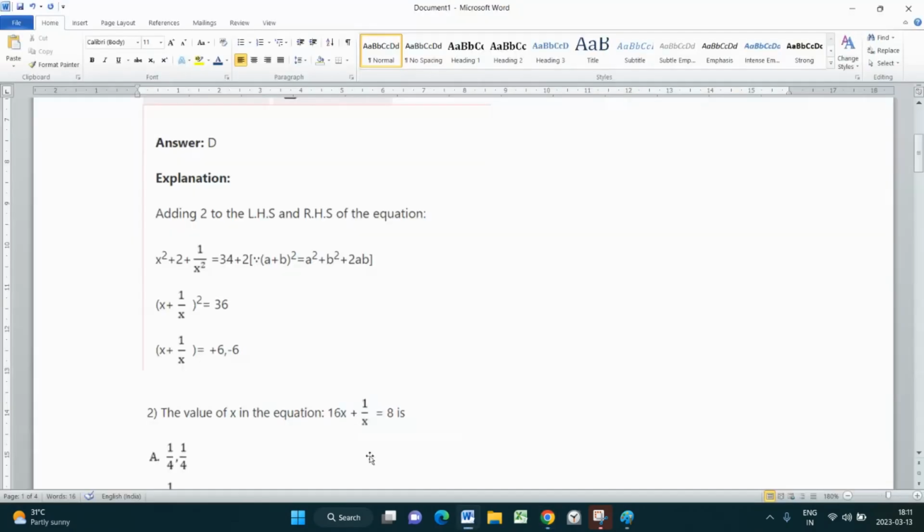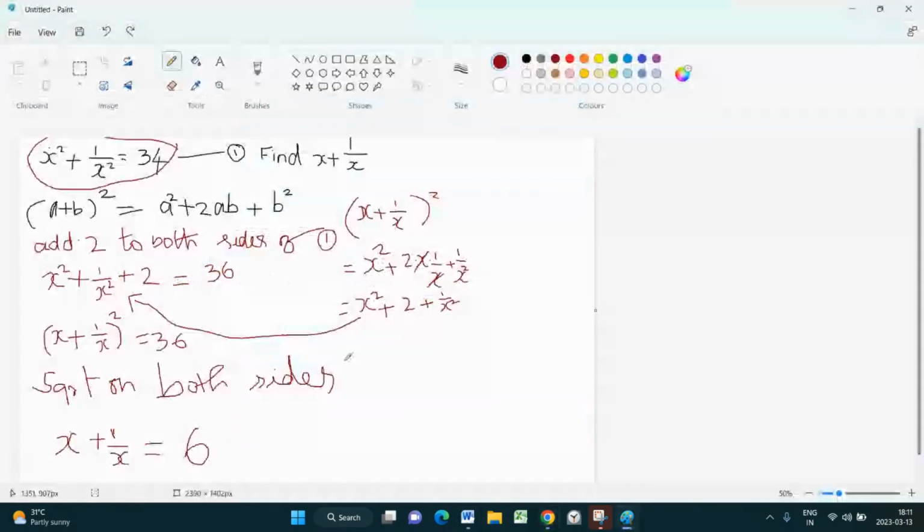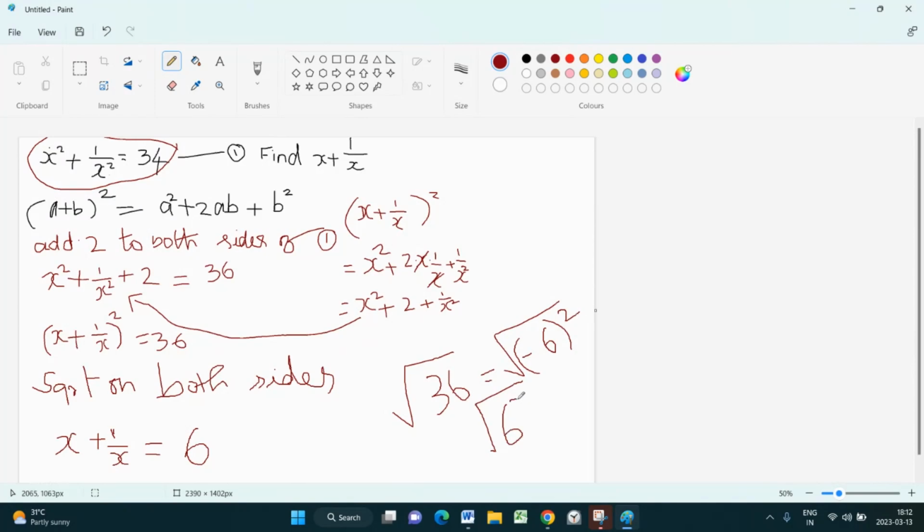So I am going to give you this. x plus 1 by x is equal to square root of 36. Square root of minus 6 square is also plus 36, and square root of 6 square is also 36. So you can say that x plus 1 by x is 6 or minus 6.